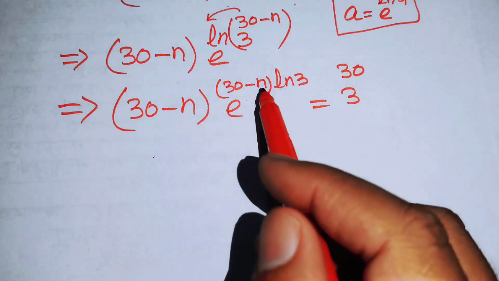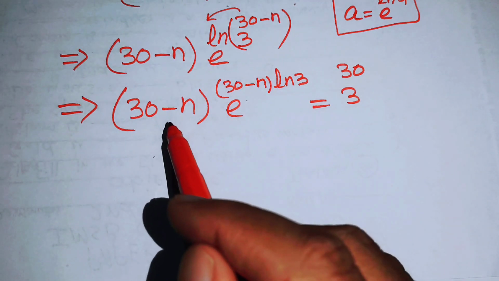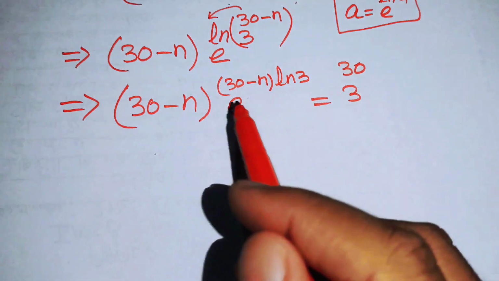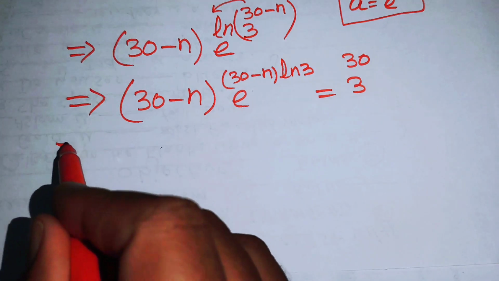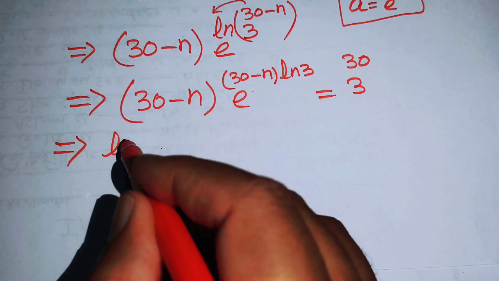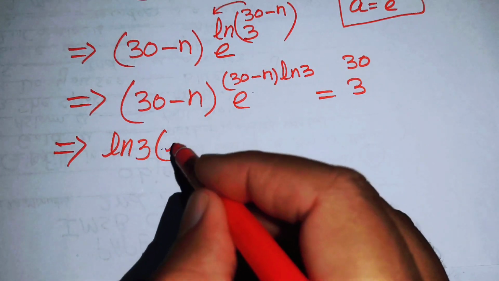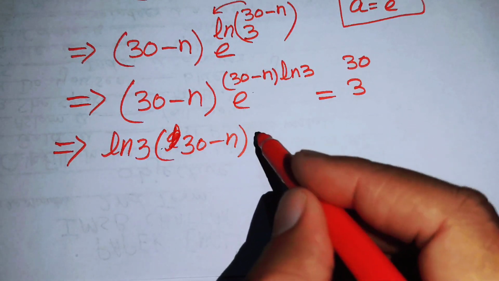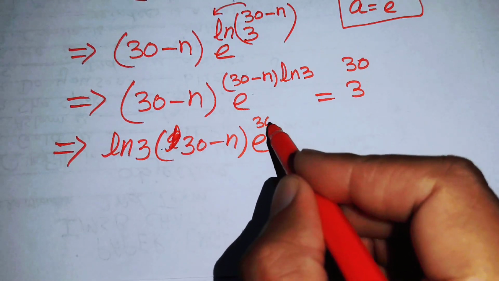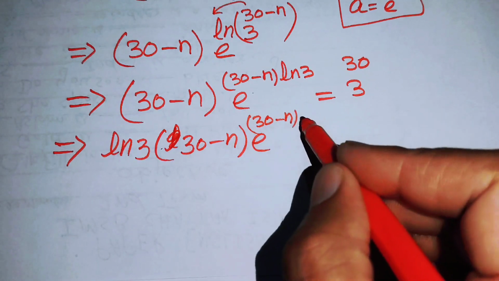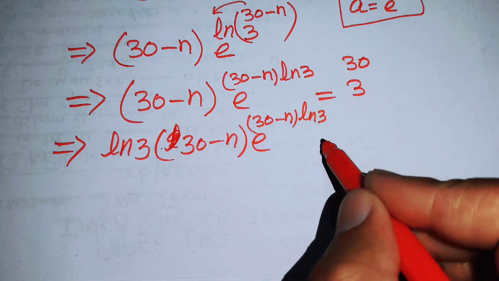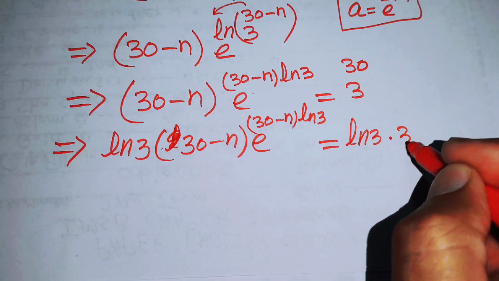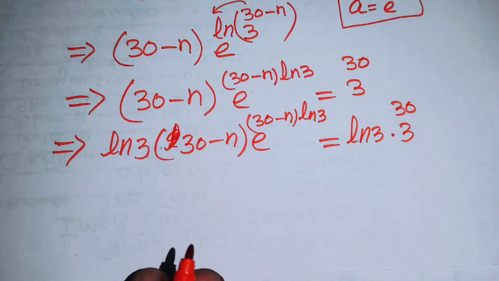So here we have 30 minus n, and here again we have 30 minus n, and here we need only log 3, so we will multiply both sides by log 3, and you will get log 3 times (30 minus n) times e to the power of (30 minus n) times log 3 is equal to log 3 times 3 to the power of 30.